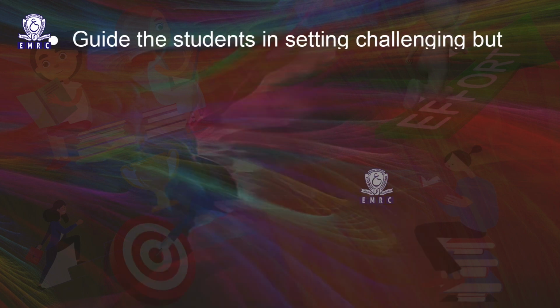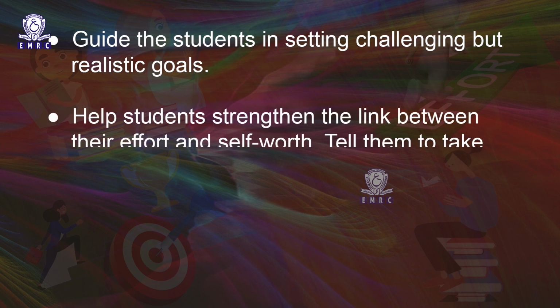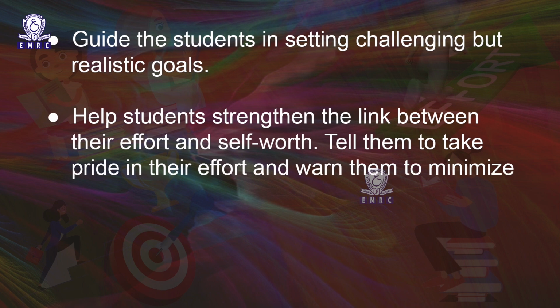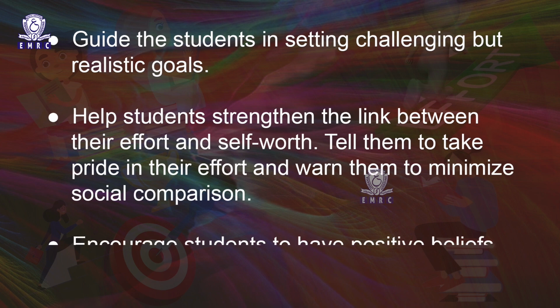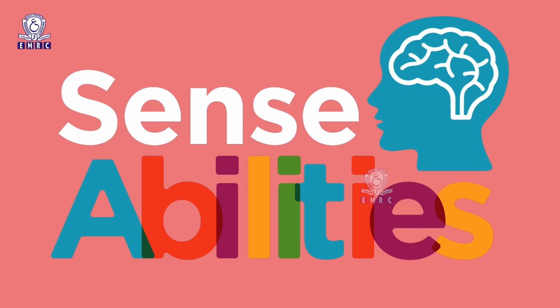So, the first strategy is to guide the students in setting challenging but realistic goals. The second strategy is to help the students strengthen the link between how much effort they put in and their self-worth. Tell them to take pride in their effort and warn them to minimize social comparison. The third strategy is to encourage the students to have positive beliefs about their abilities, emphasizing that abilities are not fixed, they can be improved.